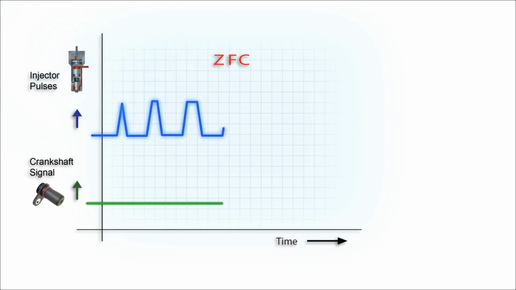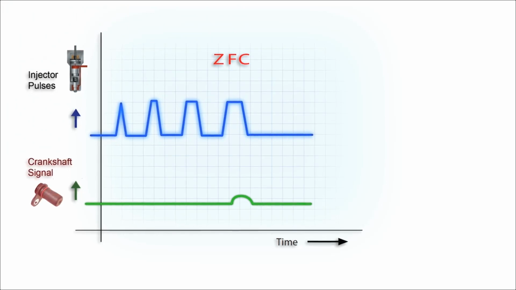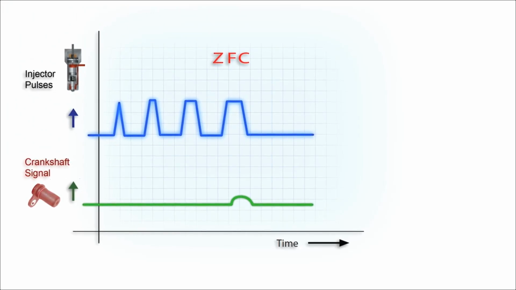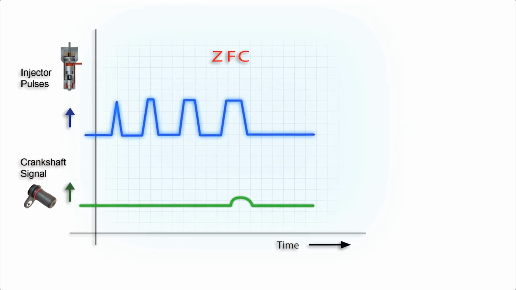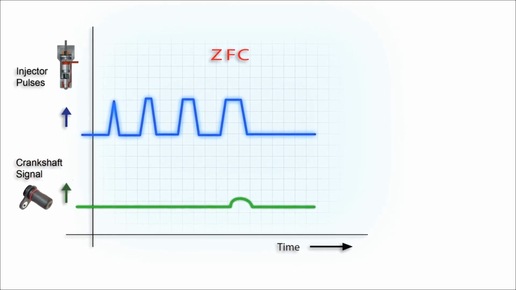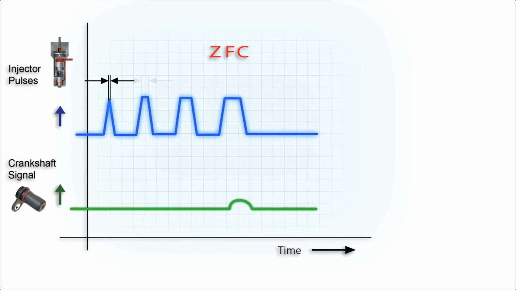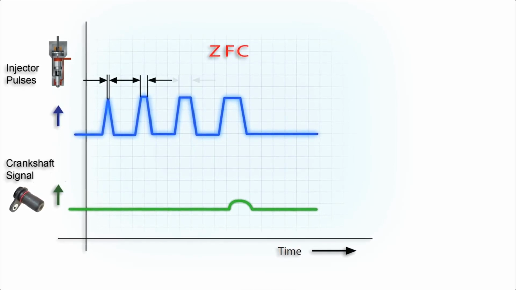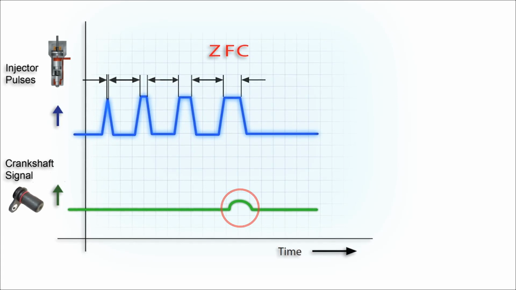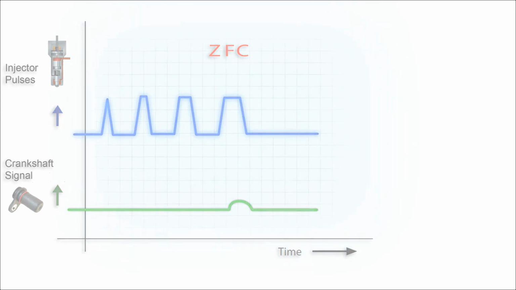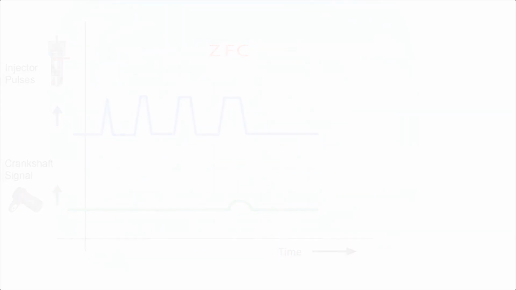Zero fuel correction is learned from calculations based on signals from the crankshaft sensor. During overrun mode, a short injector activation is performed briefly. The duration gradually increases until the injector activation is detectable by the crankshaft sensor. This value is saved and used in all subsequent normal injections for more precise control.